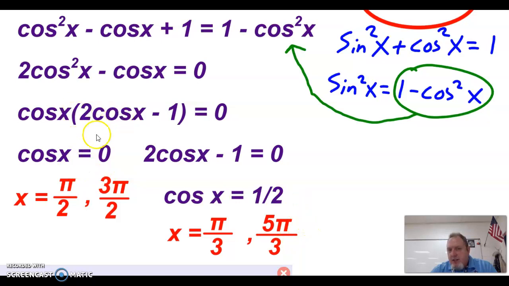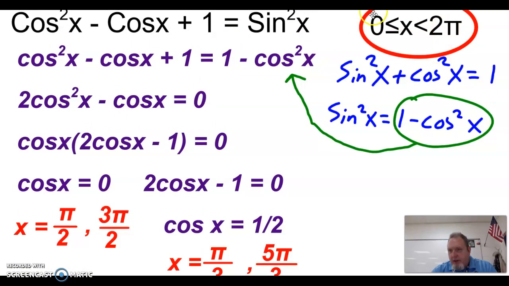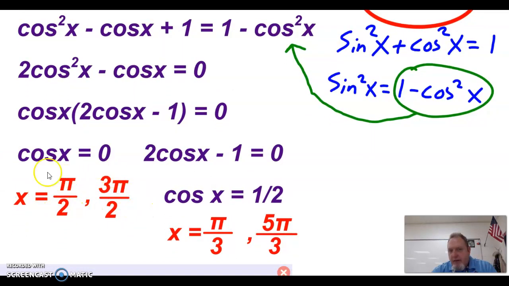So again, we set each factor equal to 0 and solve. You can certainly find the degree measures first, but ultimately, because of this restriction right here, 0 to 2 pi, our final answers need to be in radians. And so this is the 2 times that cosine equals 0 when we go around the circle, and these are the 2 answers where cosine equals 1/2 as we travel around from 0 to 2 pi.